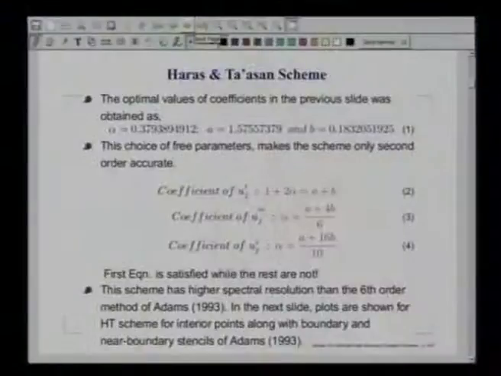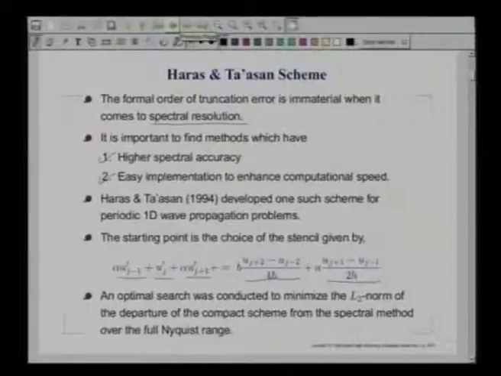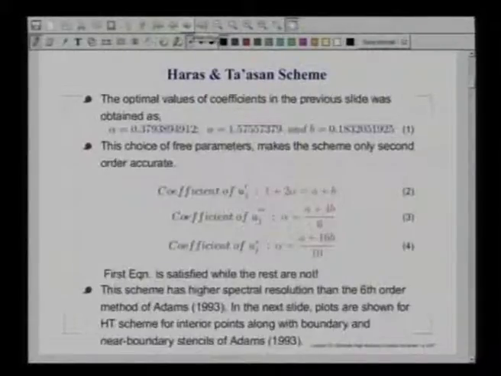For example, looking at the previous slide, if I equate the coefficients of various ordered derivative terms, then equation 2 corresponds to the coefficients of u j prime, equation 3 corresponds to the coefficients of the third derivative, and equation 4 corresponds to the fifth derivative term. So, you essentially have 3 equations and 3 unknowns. If you solve them, you are going to get a sixth order scheme.